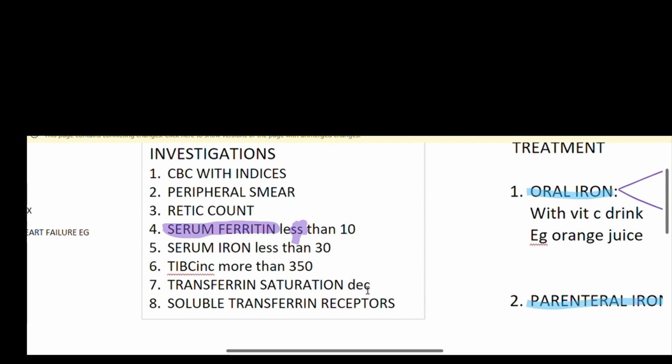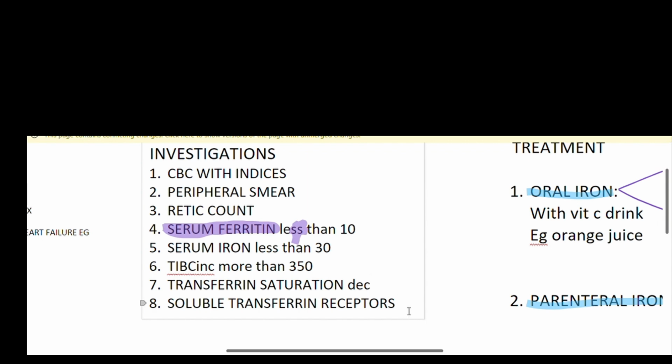So what happens is there is this hemoglobin molecule. It has different sites to bind the iron, so it carries the iron with it. When there are increased sites to bind, it means that there is decreased iron and there are free sites to bind the iron. So decreased iron leads to increased sites to bind. That is decreased transferrin saturation, leading to increased total iron binding capacity.